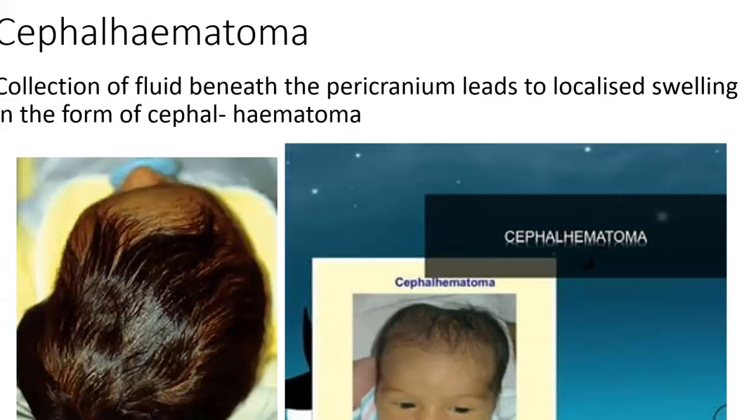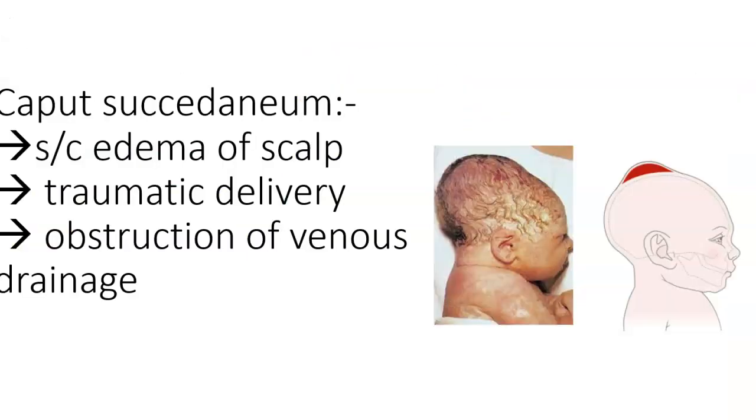Next, you can see surgical landmarks. Surgical landmarks of the scalp include the superficial temporal region, the superior temporal line, and the zygomatic arch. This is cephalhematoma. What is cephalhematoma? It is a localized collection of blood. So what is the difference between cephalhematoma and caput succedaneum?